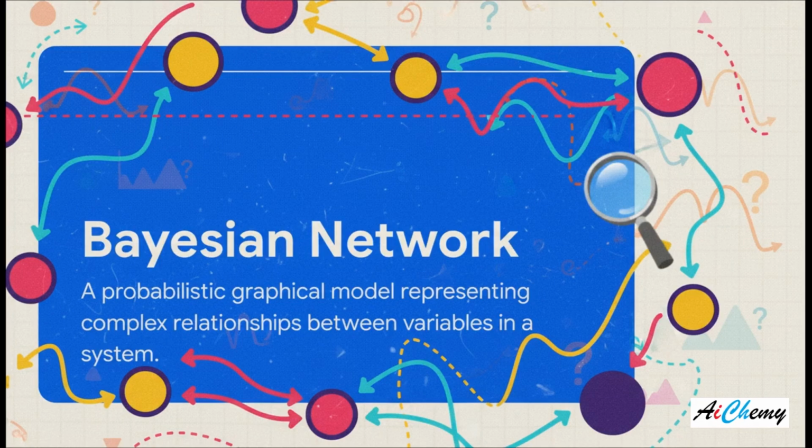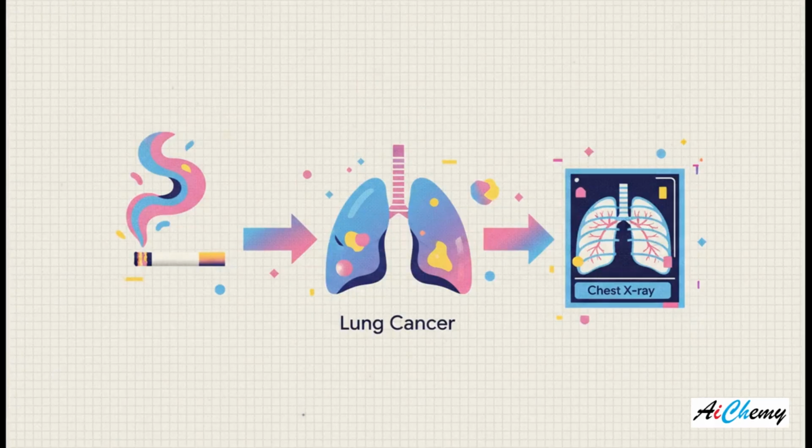Well, think of a Bayesian network as a kind of diagram showing how different things influence each other. It's basically a visual map of cause and effect. But here's the key. The connections represent probabilities, not rigid certainties. This is what allows a machine to think in shades of gray, which, let me tell you, is a major leap for AI.